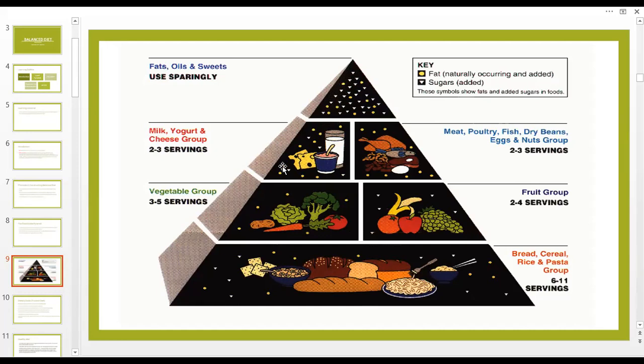And then there is the milk, yogurt, and cheese group, which meets the requirement of calcium in the body. And at the top of the pyramid, we have fats, oils, and sweets, which should be used sparingly and should not be used often. So this is a food guide pyramid, where one group cannot replace the other group. If a person is taking only milk, yogurt, and cheese, the protein requirements will not be met. So each group has a significant importance and provides different nutrients.